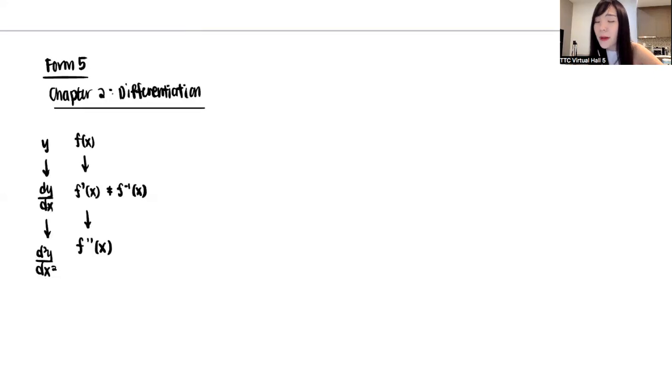Does anyone still remember differentiation only has 2 steps? What is the first step of differentiation? Very good, Yin Yi, we times. After we times, then we, very good, Melissa, minus 1. So we times and then we minus 1. Not too sure whether you understand what I say, so let me give you one example. If you're my student, you should know I always give the same example.